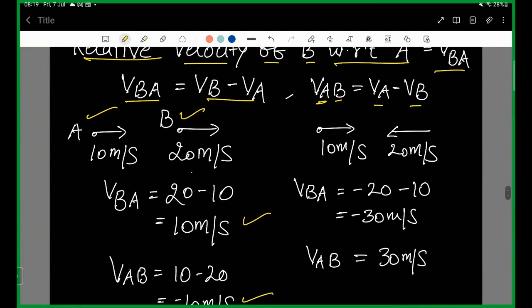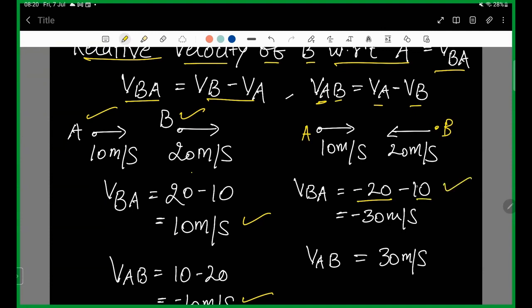In the next question, object A is moving in the forward direction. However, object B is moving in the backward direction. So the velocity of A is 10, but the velocity of B is minus 20. So what will be the relative speed between them? You can clearly see that VB is not 20, but it is minus 20. Why? Because it is coming in the opposite direction. So minus 20 minus 10 will give you minus 30.